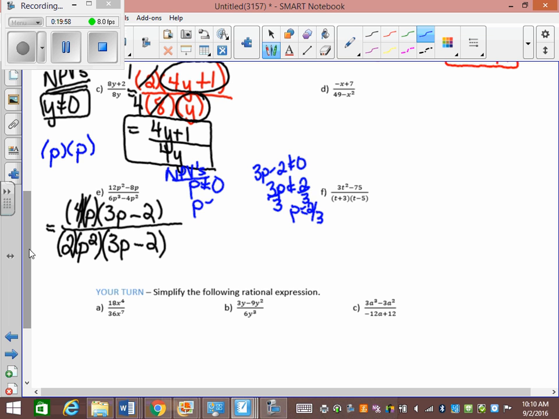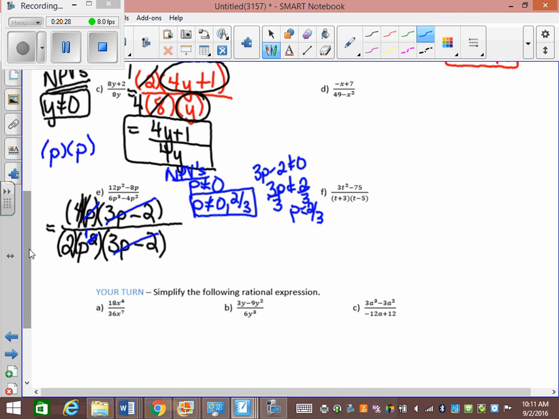So my NPVs are p can't equal 0, comma, 2/3. Now, I have a 3p minus 2 at the top and a 3p minus 2 at the bottom, so they can cancel. I have a p and a p squared. Can they cancel anything off? p squared is just p times p, right? So I can take off this p and one of these, and I'm left with p to the 1, or just p.